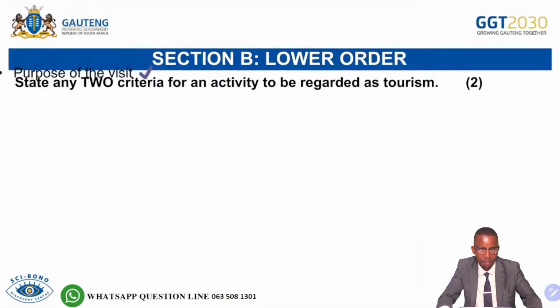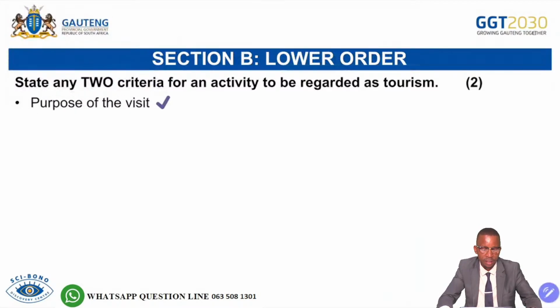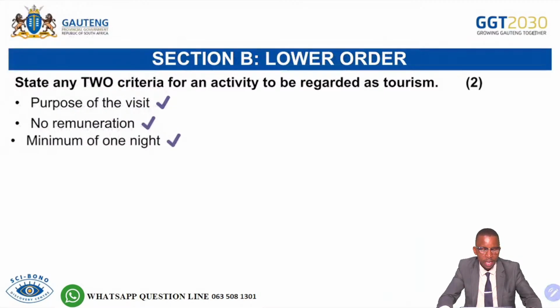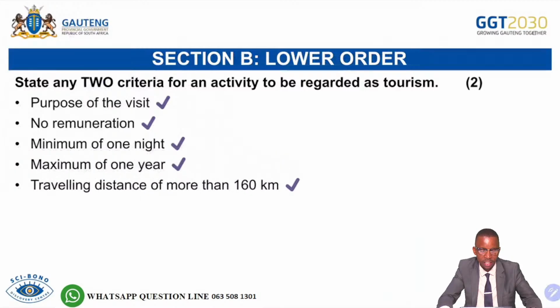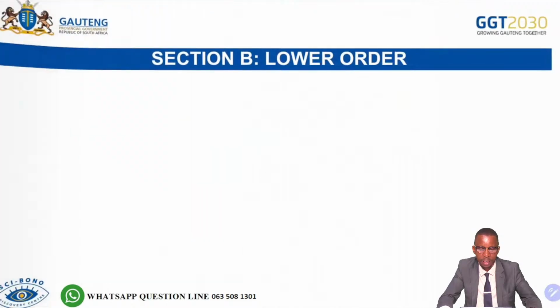So let's check. There must be a purpose for a visit. And you cannot just go without having a purpose. There must be no remuneration or income expected by the individual. There must be a minimum of one night at least, and then a maximum of 1 year. So the trip must not be more than 1 year. Once it's more than 1 year, that's no longer regarded as tourism. And then also traveling distance of more than 160 kilometers must take place.